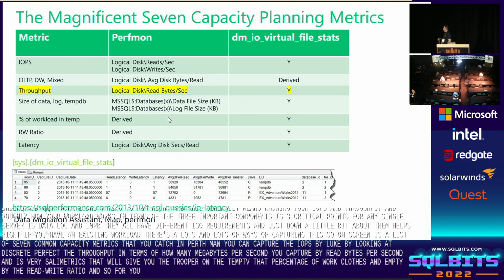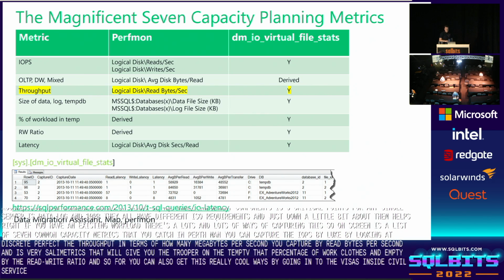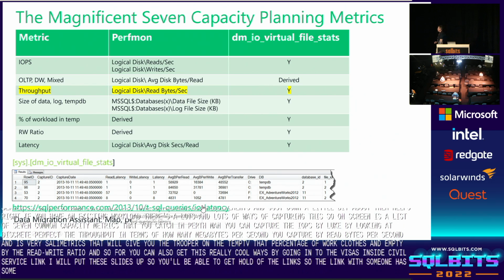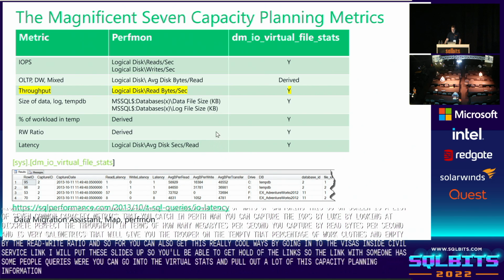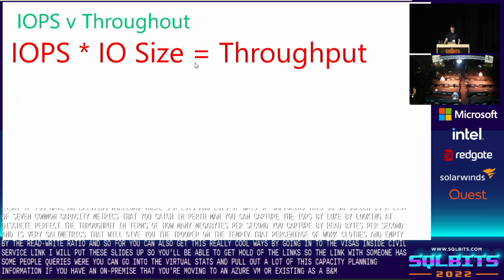You can also get this, a really cool way is by going into the DMVs inside SQL Server. So there's a great link. I will put these slides up so you'll be able to get hold of the links. There's a link where someone has some T-SQL queries where you can go into the virtual I/O stats and pull out a lot of this capacity planning information if you have an on-premise workload that you're moving to an Azure VM, or an existing Azure VM workload, right?